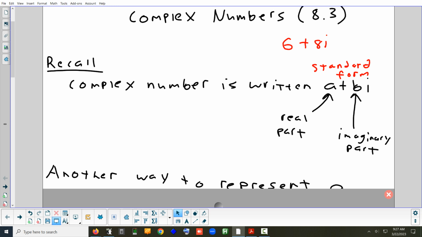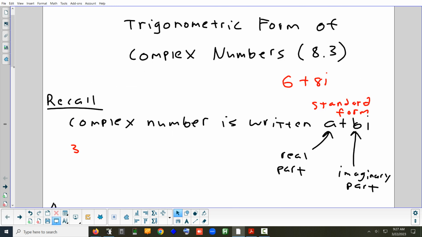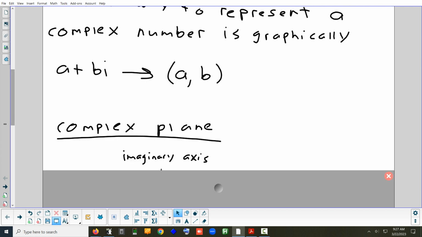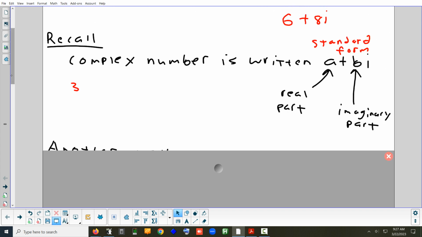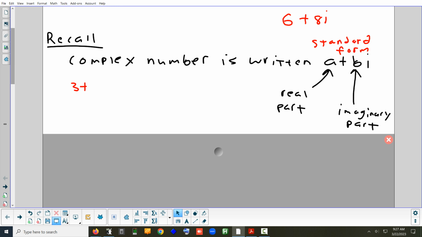It's probably the best way to do it. But multiplication and division, that's a real pain in standard form. Remember, if you wanted to do multiplication, I might actually do one. Well, at some point I'll do one, but if you wanted to divide those two complex numbers, you can't just divide them. Okay, we actually have to do multiplication.